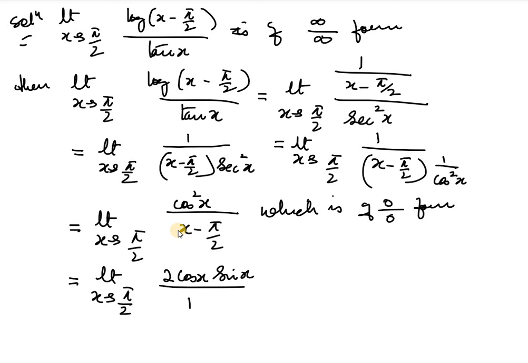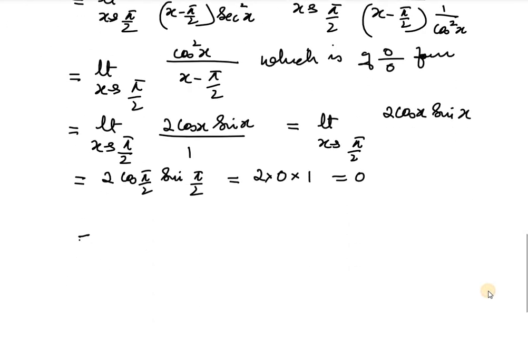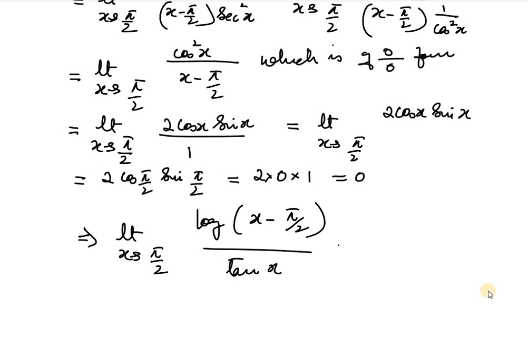So what will be the value in this case? So this reduces to limit x tends to pi by 2 of 2 cos x sin x. Now since the denominator in this case is a constant, which is 1, we can directly substitute the value of x by pi by 2. So finally the value of this one will be equal to 2 cos of pi by 2 sin pi by 2, which is equal to 2 into cos pi by 2 will be 0 and sin pi by 2 will be 1, so it is equal to 0. So finally this will imply that limit x tends to pi by 2 of log of (x minus pi by 2) divided by tan x is equal to 0.